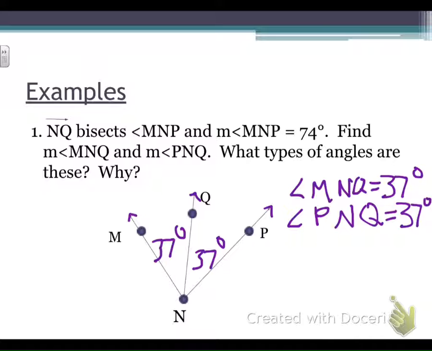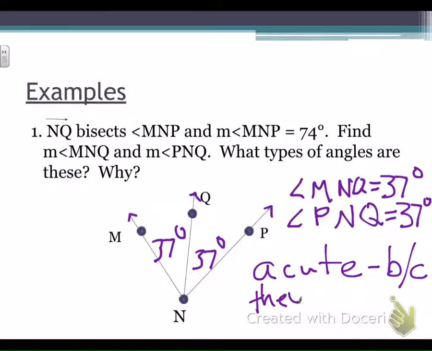They're acute angles. Good. Why are they acute? They're smaller than mine. Very good. Acute. I'm going to put because, spell it like that. Because they are less than 90 degrees.